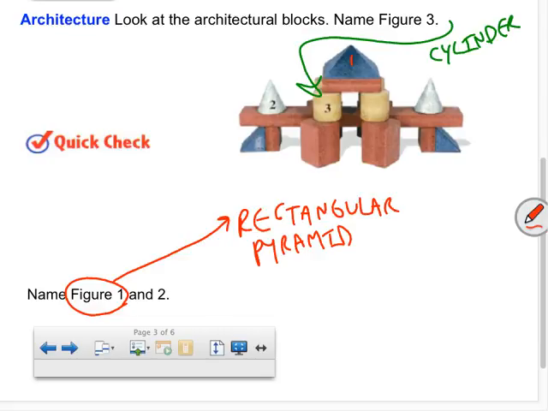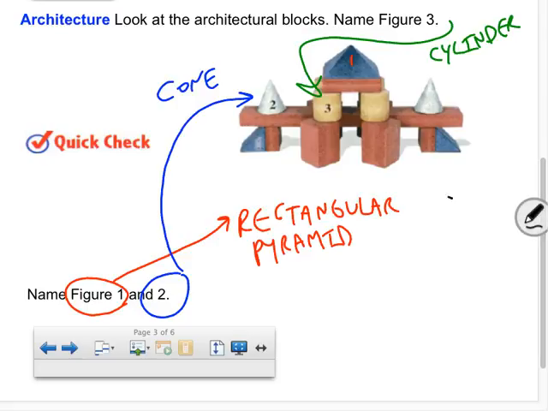There's an octagonal pyramid. There's a pentagonal pyramid. Google it and you'll see what I'm talking about later. Okay, so who can tell me what object 2 is? Cone. Yep, that is a cone. Okay, do you see any other shapes here that we've just learned about?